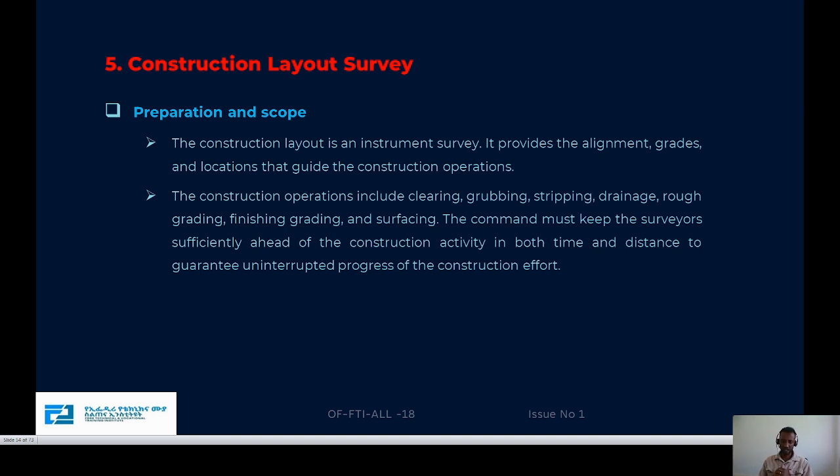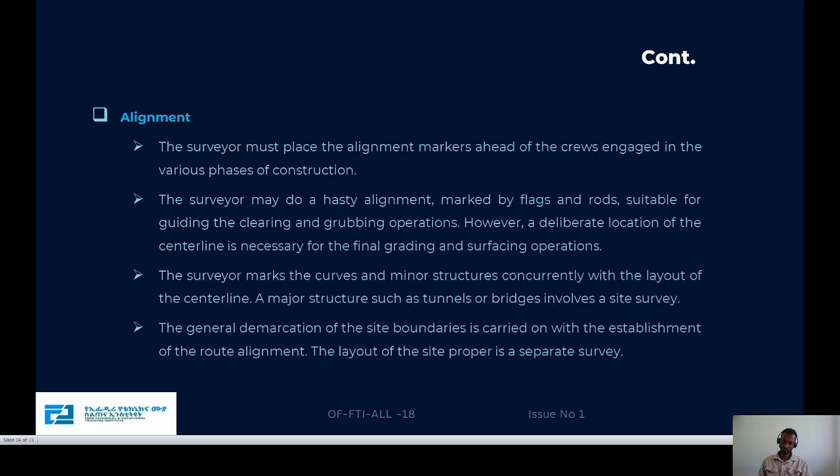The construction layout is an instrument survey that provides the alignment, grades, and locations that guide the construction operations. The construction operation includes site clearing, grubbing, where trees or the topsoil will be removed, drainage, rough grading, finishing grades, and surfacing, up to the top part of the surface. And the second one is alignment. Survey must place the alignment markers ahead of the crews engaged in the various phases of the construction.